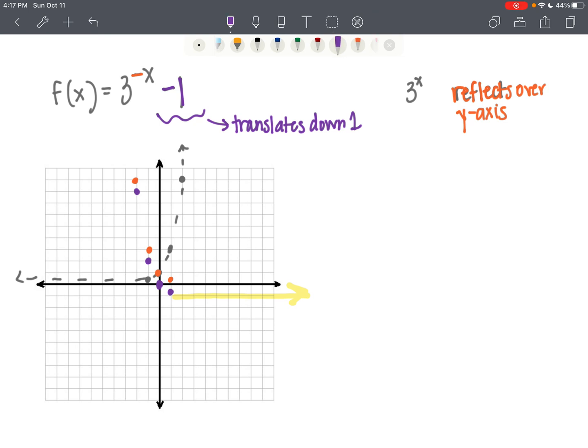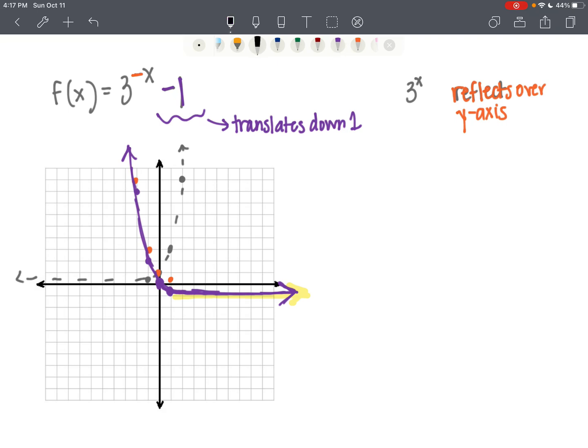So now when I connect these purple points of my graph, I get my graph that looks exactly like that. And don't forget that it's going to continue and it's going to hug that horizontal asymptote.